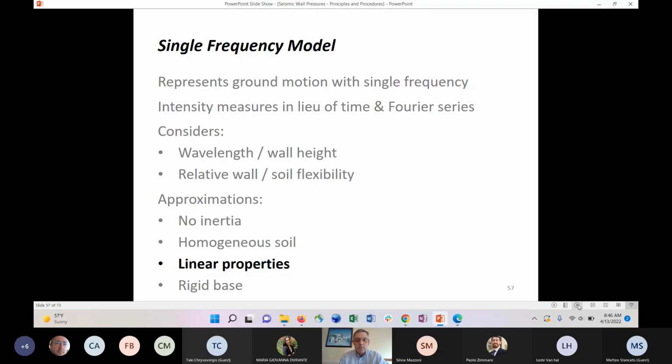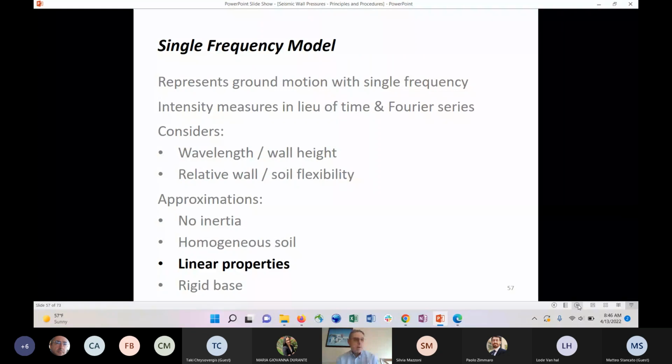Of all these different approximations, the one that might be the most questionable in your mind is the linear properties. You know, we are talking about pressures that we're going to use in a design context, and in the design context, the ground motions are strong, and surely the soil is not linear. There's absolutely no question it will be nonlinear. So how can we have a method that uses linear properties?